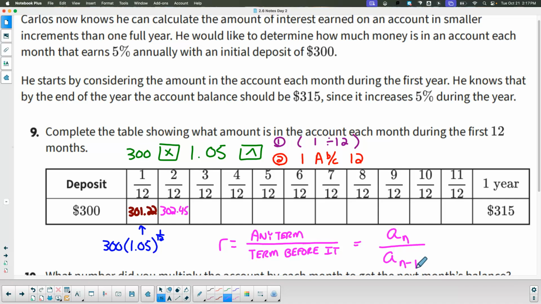1.05? It would be 1.05 if we started at 300 and we went to 315. That's 1.05. What's our R value here in our mini sequence?